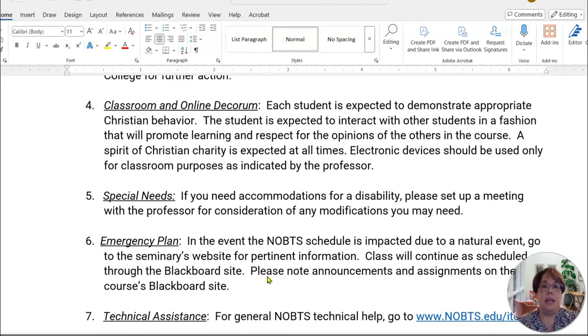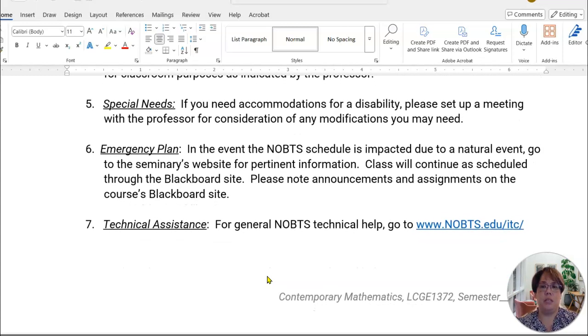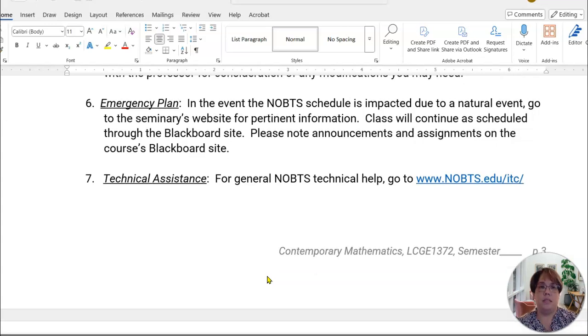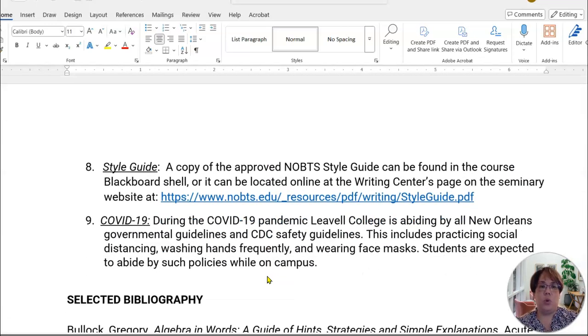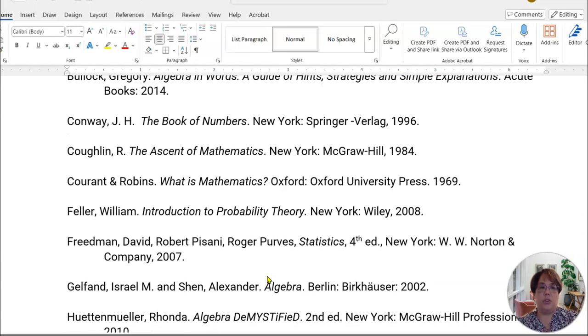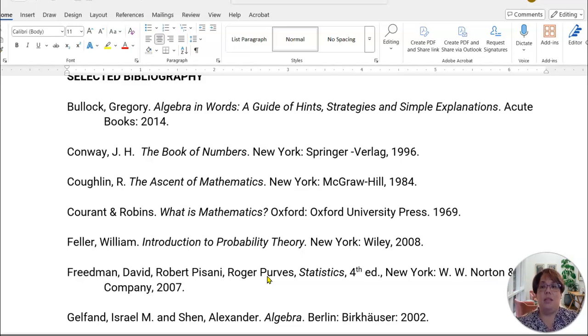And then everything else is pretty much standard policies on the semester for this syllabus. So if you have questions, please reach out to your instructor or professor, and we will be more than happy to answer any questions that you have.